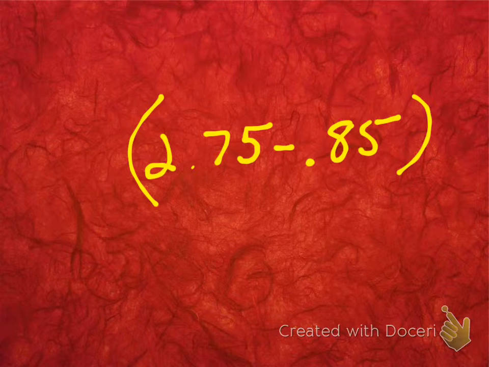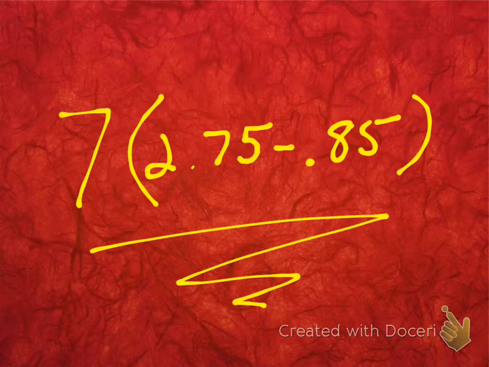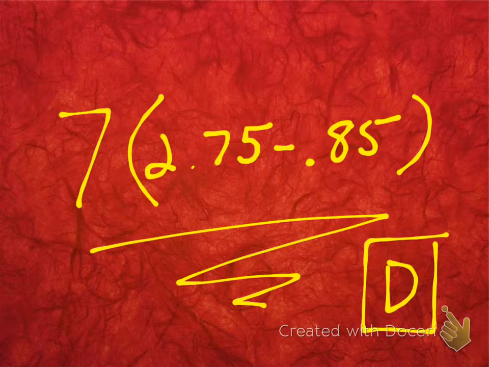Now, that's the profit for how many pins? That's one pin. How many pins does she want to know? 7. So what do I need to do with this? Multiply it by 7. Now, if we look, this right here matches exactly with D. Everybody see that? Yes. Alright, that's number 1.